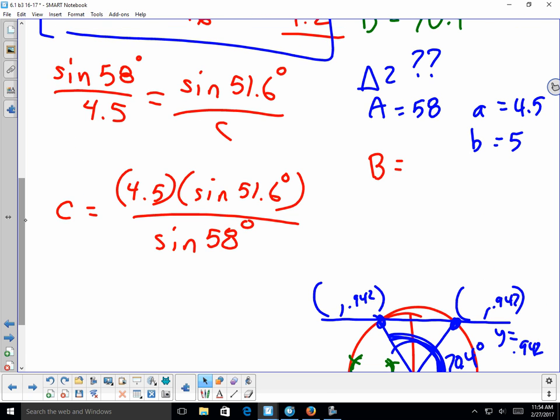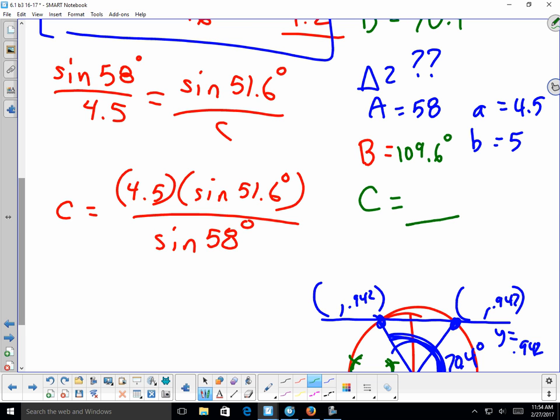Okay, so if B is equal to 109.6 degrees, I still don't know if we have another triangle possible. I won't know if a second triangle is actually possible until this step right here where I'm trying to find angle C. Because the three angles have to add up to 180, and I don't know if there's room for this angle C, or if this angle C is going to end up being negative, right? So if I add 58 and 109.6, if that's already over 180, then no second triangle is possible.